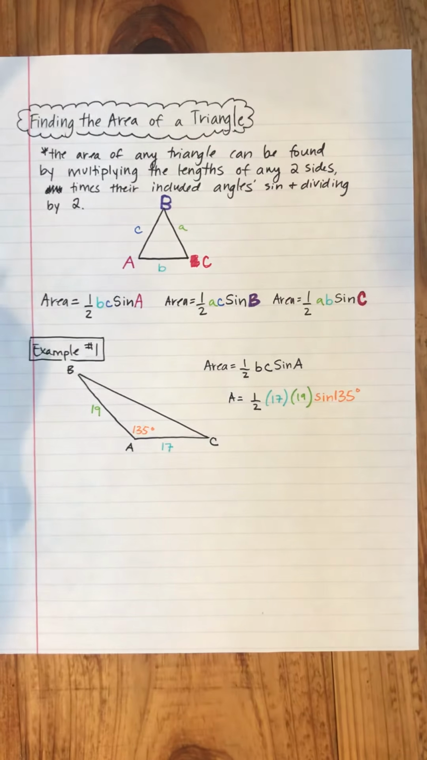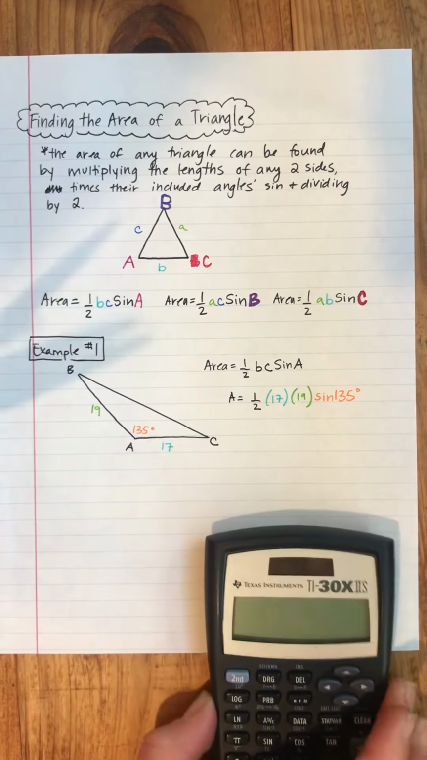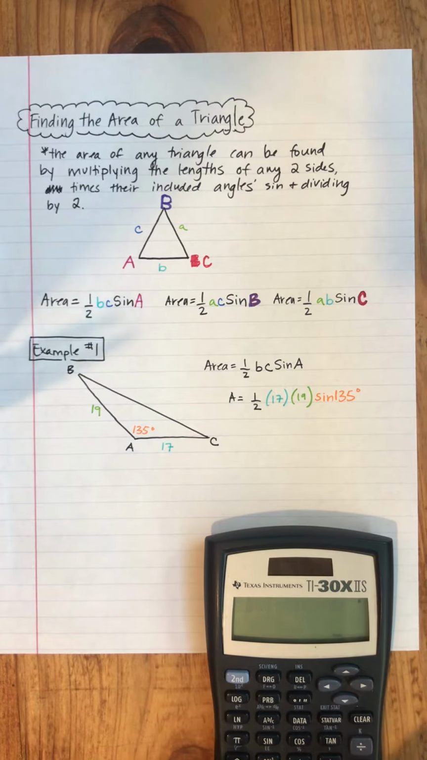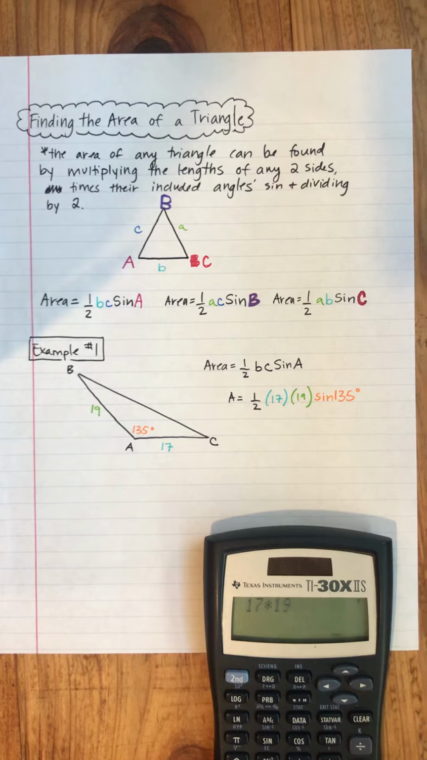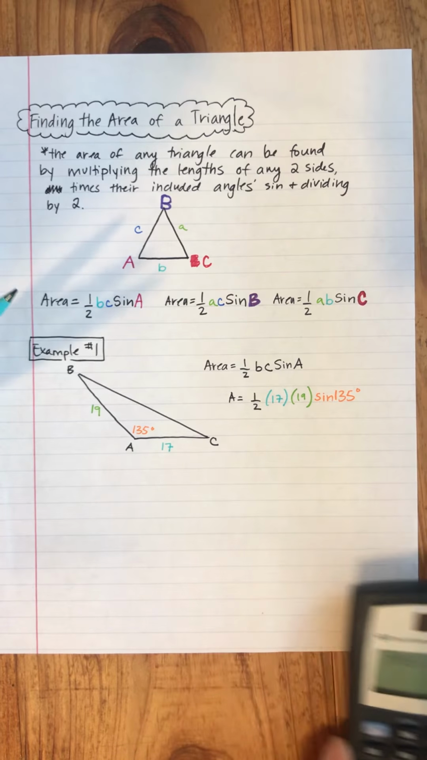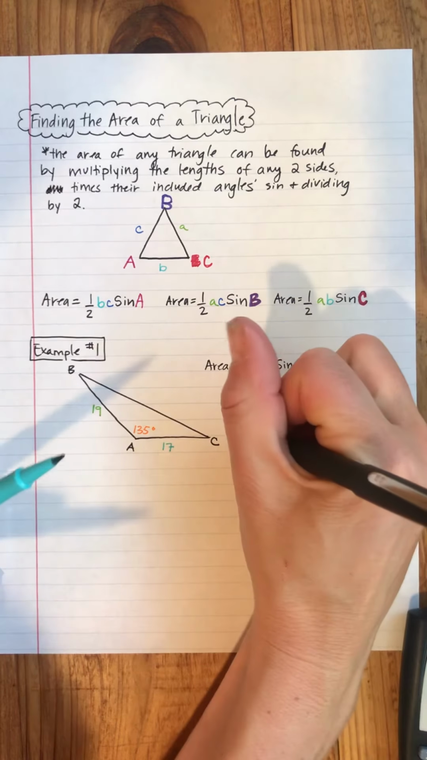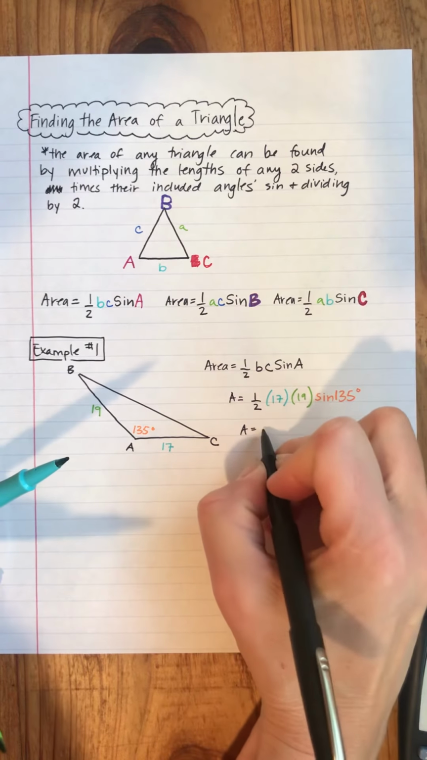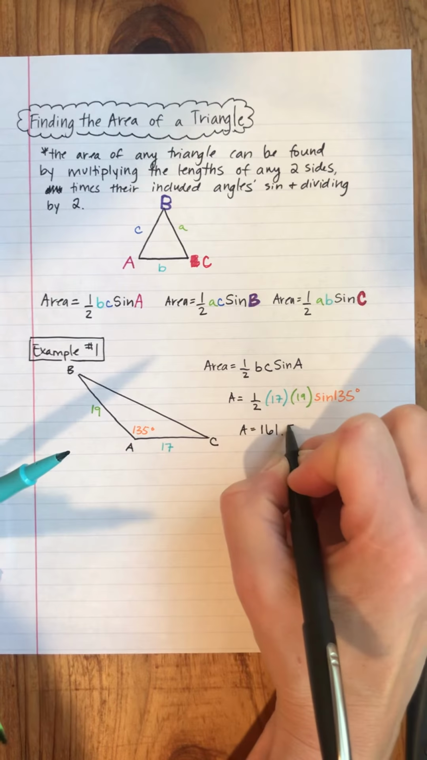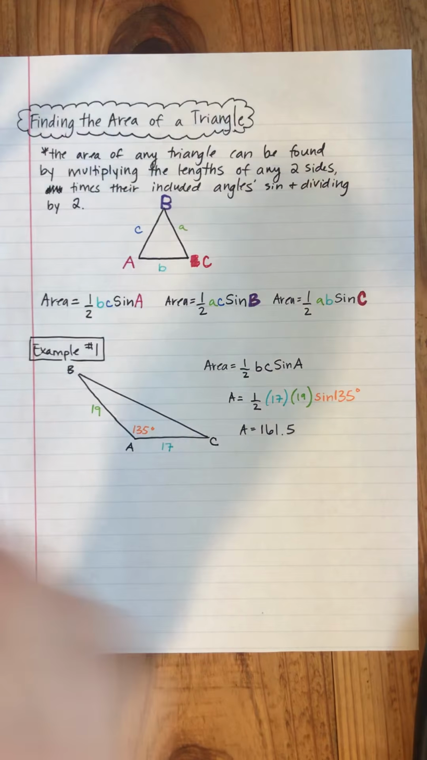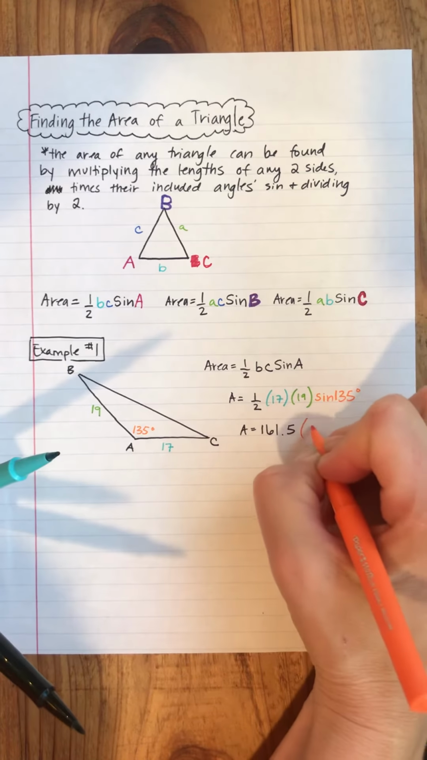135 degrees. Okay, now when I go through and I do that multiplication, I can use my calculator, and I know that area is going to be equal to 17 times 19, which equals 323, divided by 2, which equals 161 and 5/10. So my area now is going to equal 161 and 5/10 times the sine of 135.